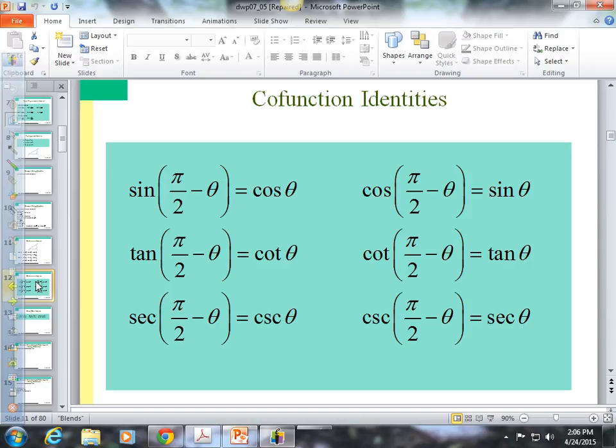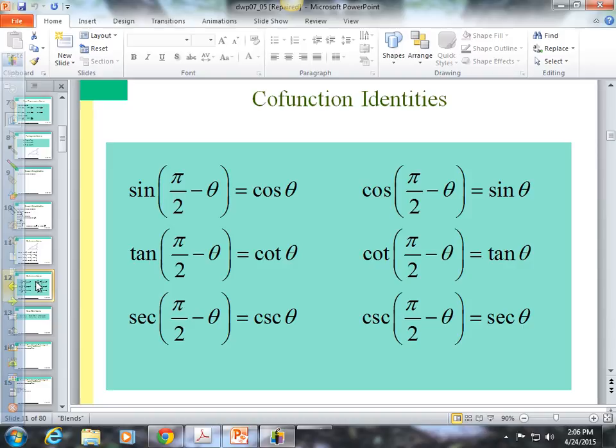The tangent of pi over 2 minus theta has got to be equal to the cotangent of theta, because these things are complements of each other. If we added pi over 2 minus theta to theta, we would get what?